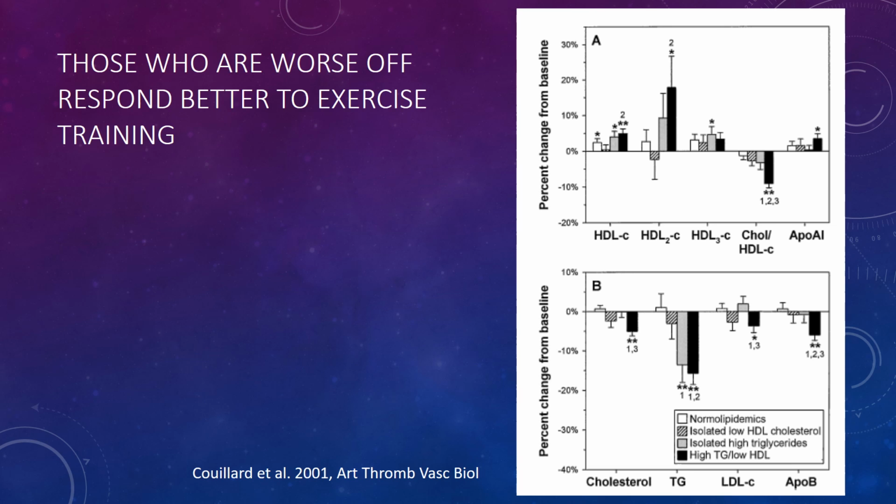Let's look specifically at figure A for a moment. The white bars are normolipidemics, people with normal blood lipids, healthy people. The gray dashed bars are people who just have low HDL or low good cholesterol. Otherwise, they're healthy. The gray bars are people who just have high triglycerides. And then the black bars, this is the group you don't want to be in. They have high triglycerides and low HDL. So what I want you to notice with the HDL changes is the group that changed the most was the black bar.